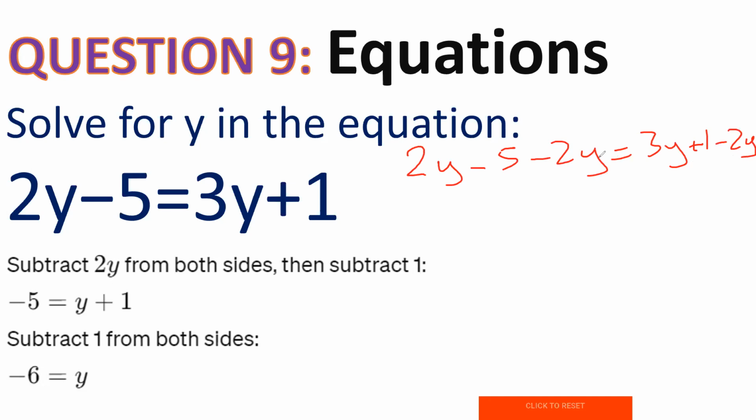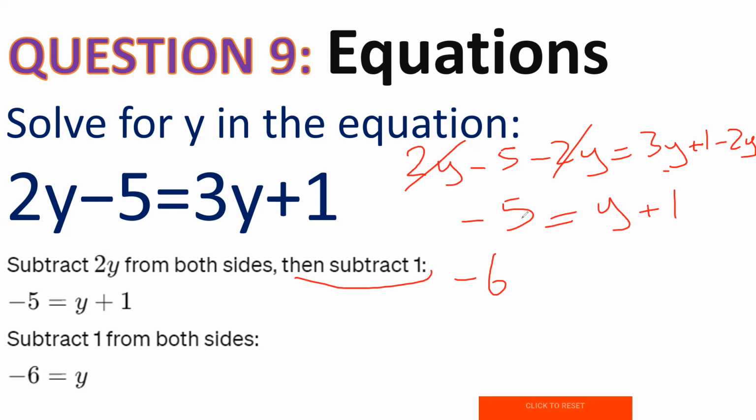You can use different options, all right? Don't just focus on one option. You have too many options for each question. So 2y minus 2y, only minus 5 left, equals 3y minus 2y, you are getting only 1y. You can write just y or just 1y, it's fine, plus 1. And then they say, subtract 1 from each side, okay?